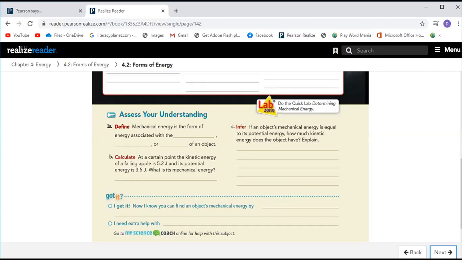First of all, mechanical energy is equal to the sum of potential energy and kinetic energy. Excellent. So we will add 5.2 to the 3. We will add them. Excellent. So it will give 8.7 joules.